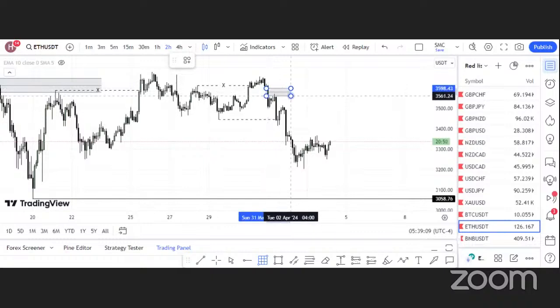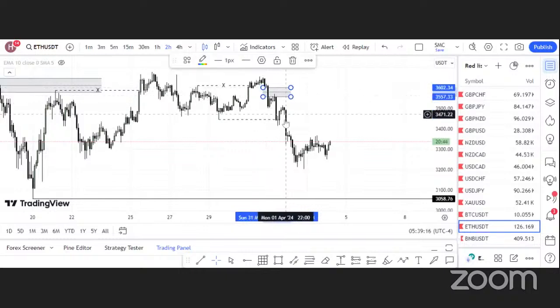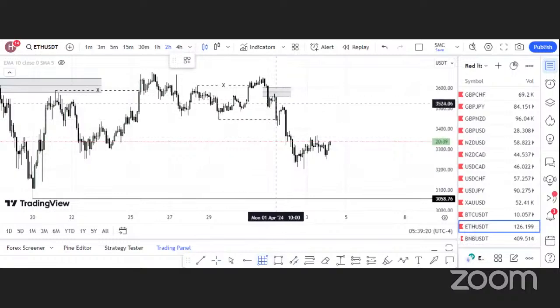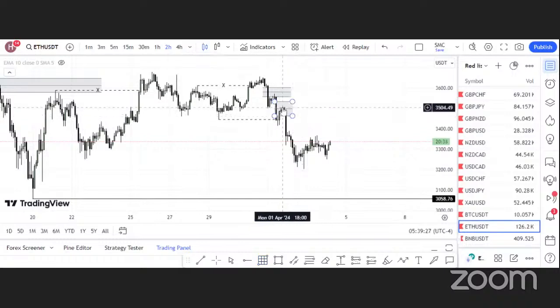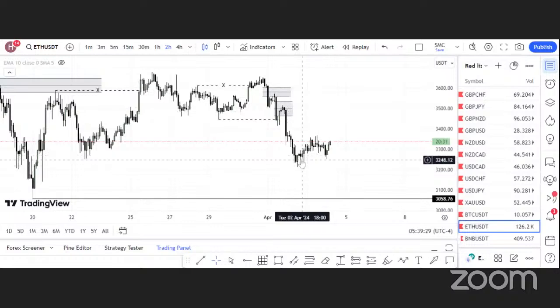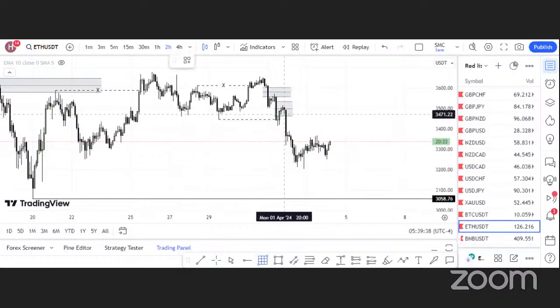So here we have our first break of structure. And you see how the market went back into the zone, made a retest, and then shot down. Okay, so from here to here, we have the second break of structure. The market came back into the zone, shot down again, right? So right now we have the next one, which is from this zone to this zone.